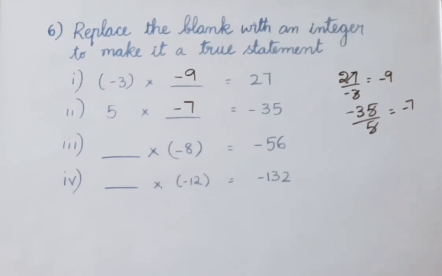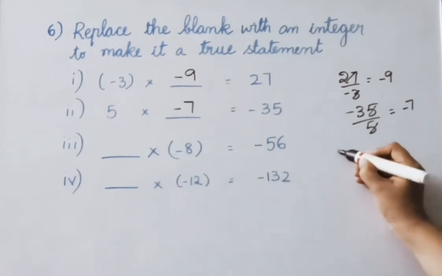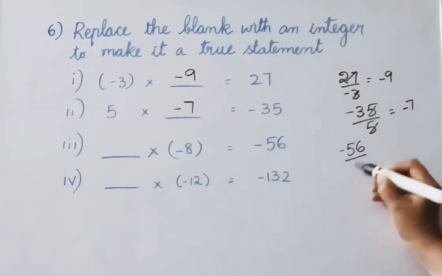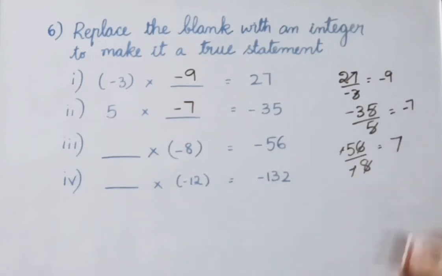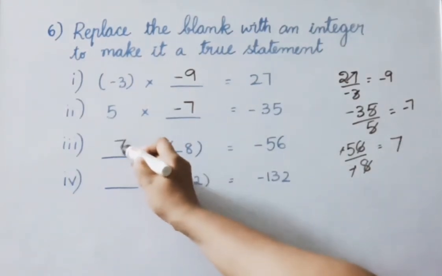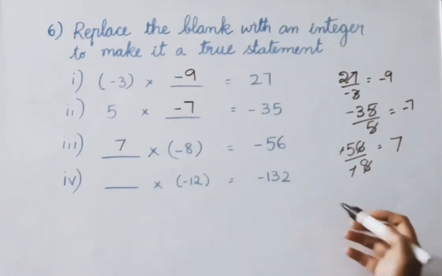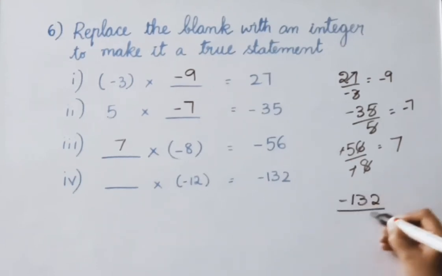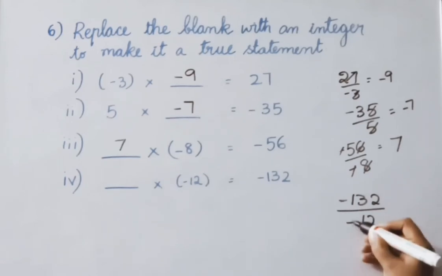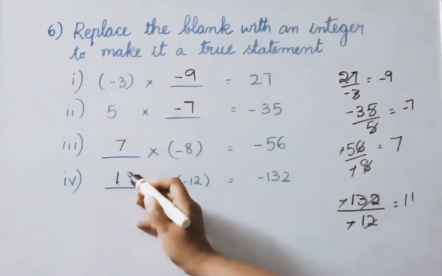See the next one, blank into minus 8 equals minus 56. So divide them, minus 56 divided by minus 8. Minus minus cancel. 8 table 56, 7 times. So here the answer is 7. See the last one, blank into minus 12 equals minus 132. Divide them, minus 132 divided by minus 12. Minus minus cancel. 12 table 132, 11 times. So the answer here is 11.